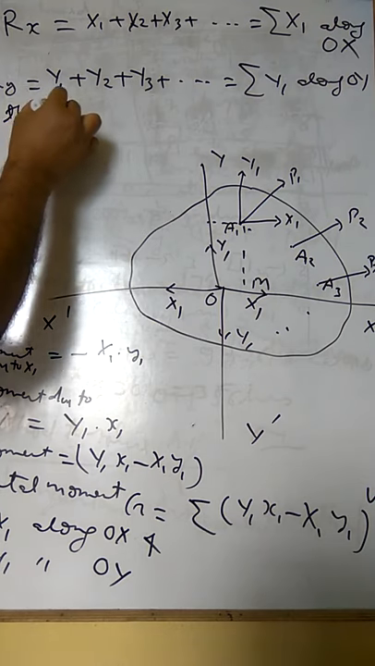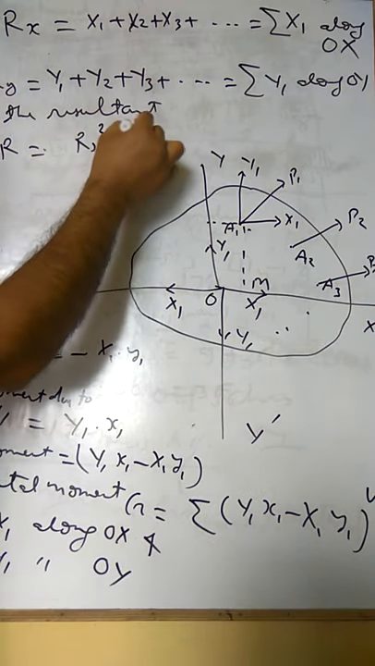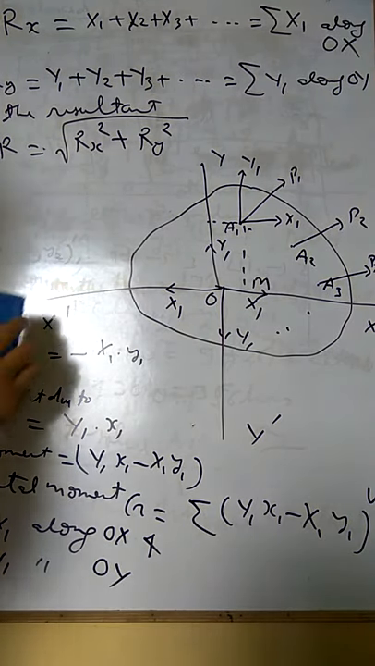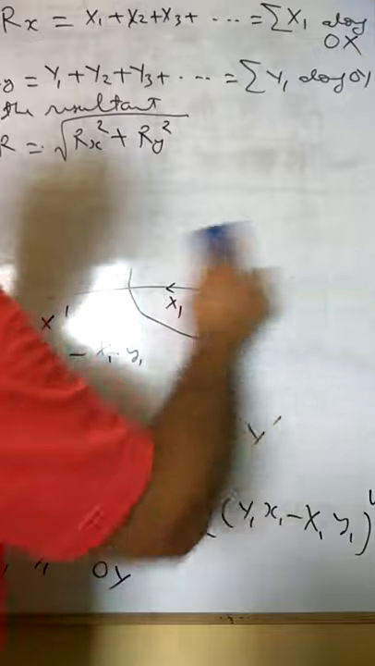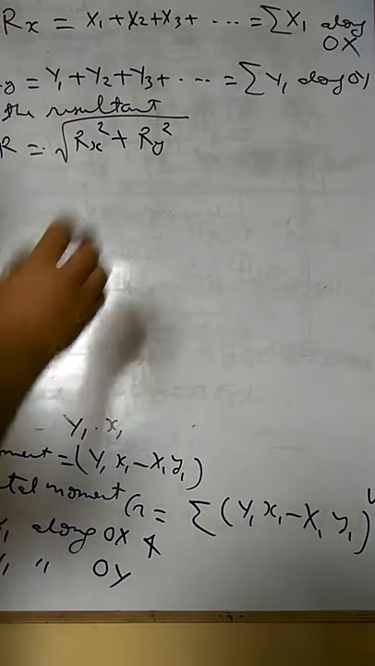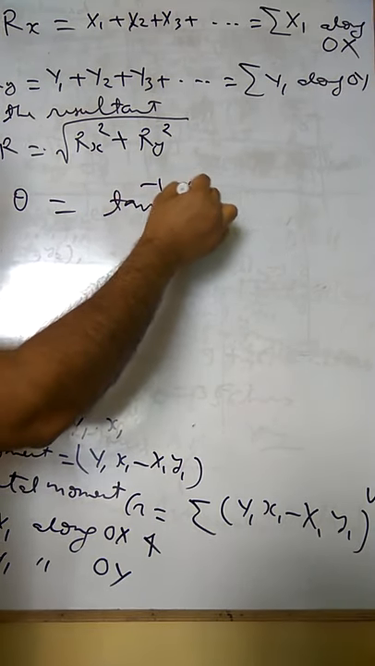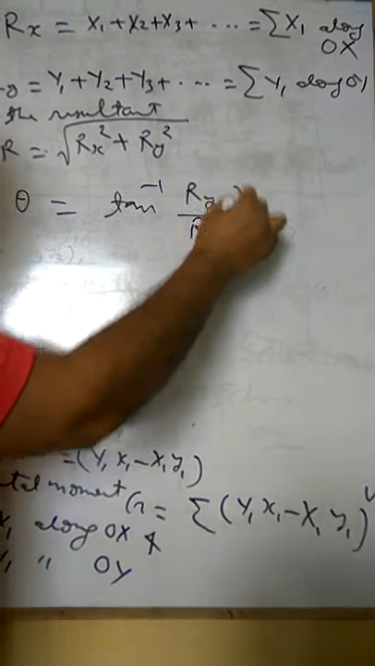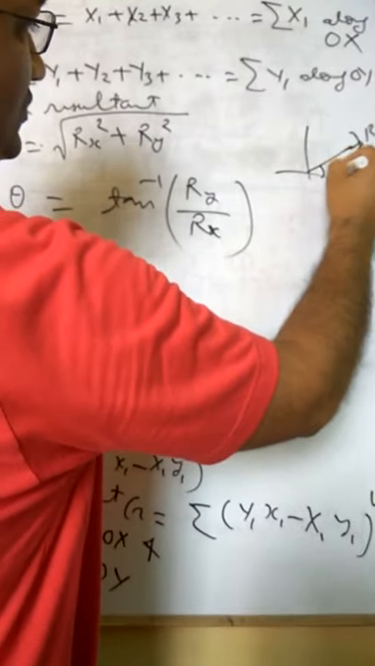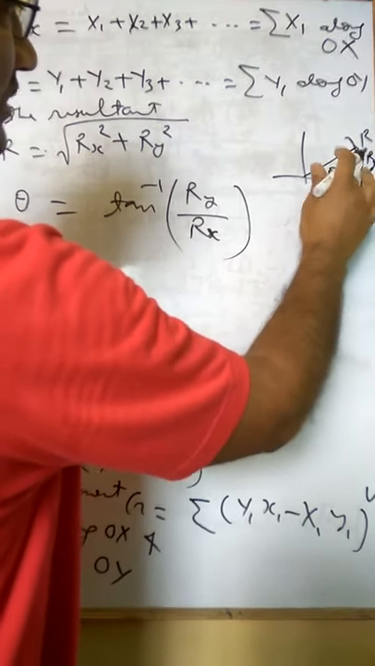Therefore, the resultant R is equal to the square root of Rx square plus Ry square, and this resultant R will make an angle theta with the OX axis, given by theta is equal to tangent inverse Ry by Rx. Suppose this is our R, so this is your theta, this is Rx, this is Ry. So tangent theta is equal to Ry by Rx.